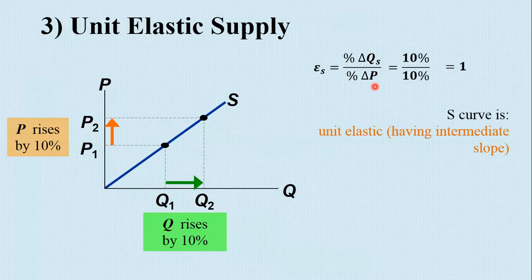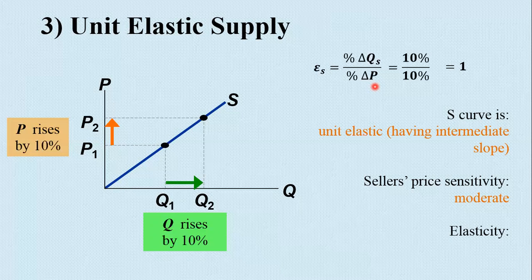Supply curve is unit elastic or having intermediate slope. You can see the intermediate slope over here. Then seller's price sensitivity is moderate. वो कहीं पर भी बैंड नहीं कर रहा, ना ही quantity towards, ना ही price towards. And elasticity is equal to 1.